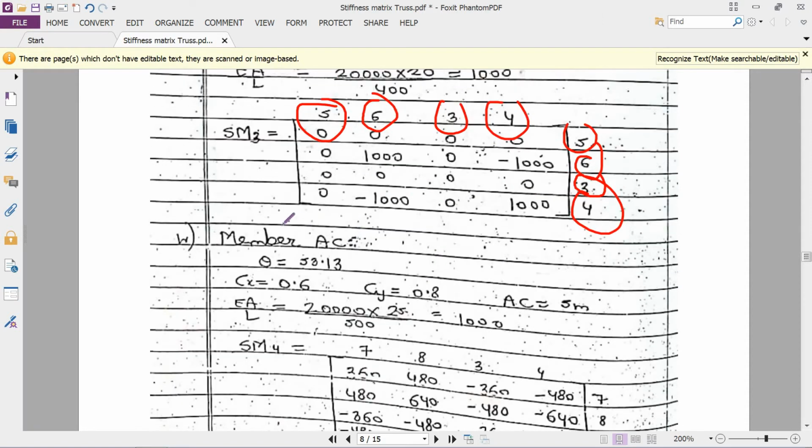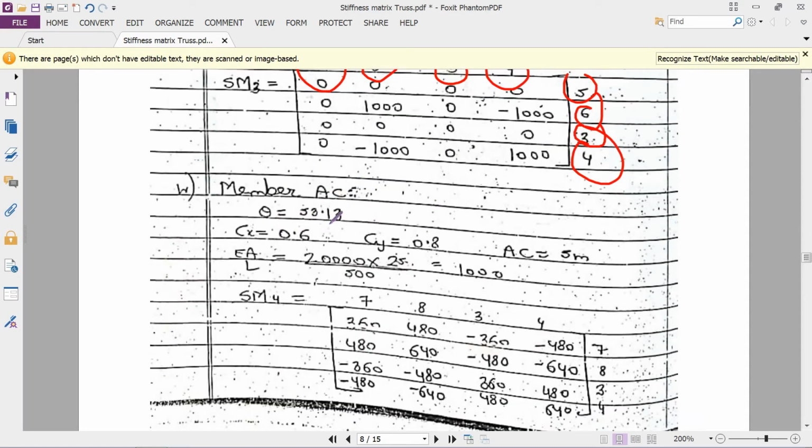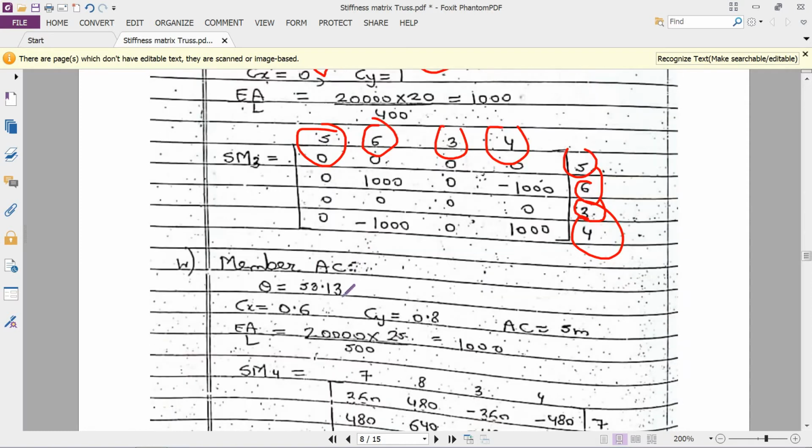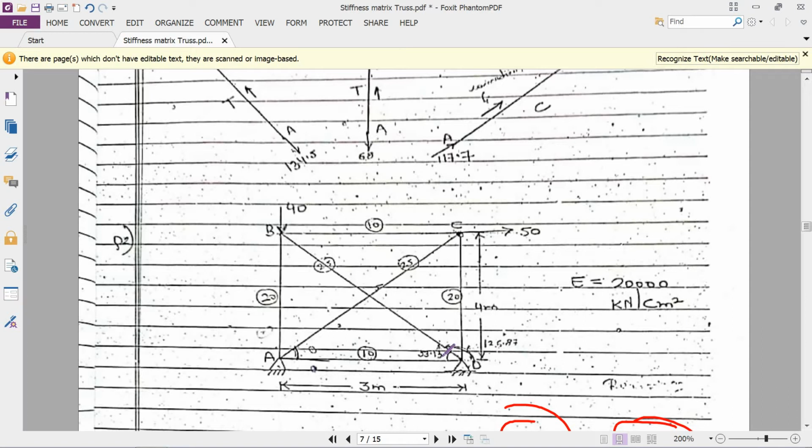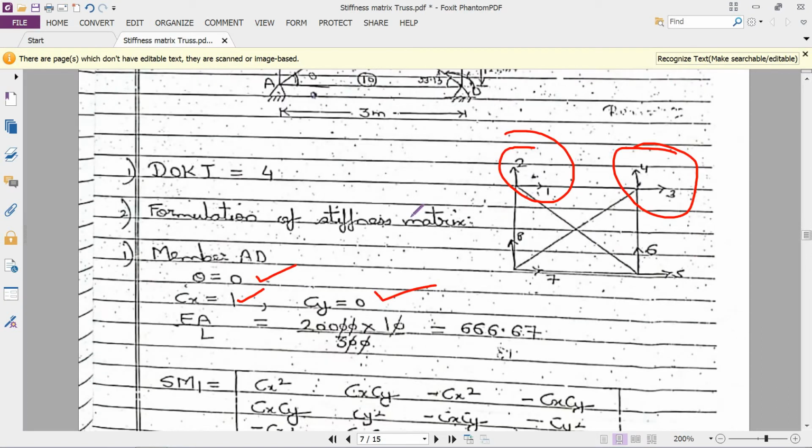Now the next is the member AC. Here the angle is 53.13. Let us see that here the angle given is 53.13, the angle which is considered for AC.